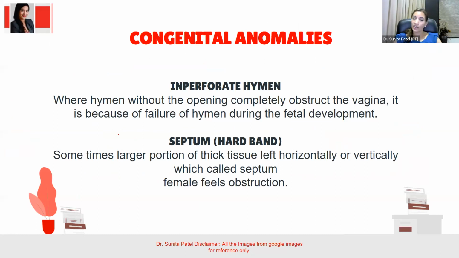a congenital anomaly, where the hymen, without an opening, completely obstructs the vagina. It is because of the failure of the hymen to develop during fetal development. The mucosa has to develop and the cells have to disappear, but those cells did not disappear and the remnants, the skin tissues, are left there. So we call it an imperforate hymen.